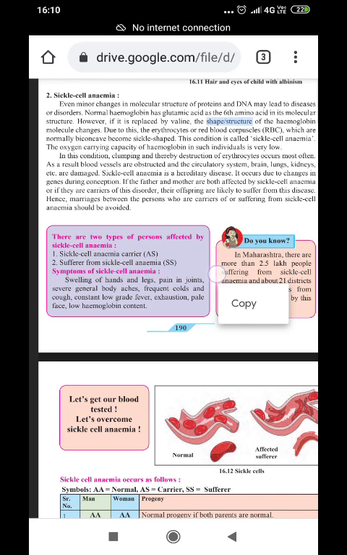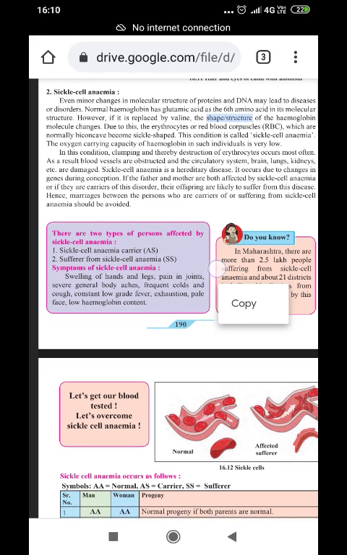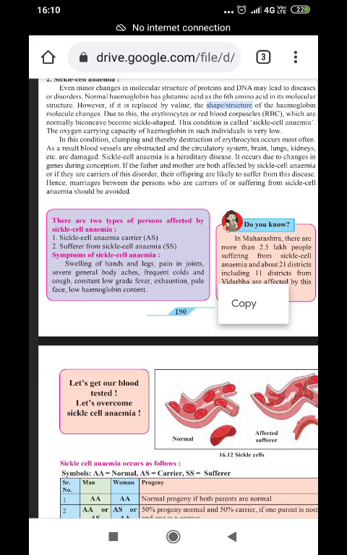The oxygen carrying capacity of hemoglobin in such individuals is very low. In this condition, clumping and thereby destruction of erythrocytes occurs most often. As a result, the blood vessels are obstructed and the circulatory system, brain, lungs, kidneys, etc. are damaged. Sickle cell anemia is a hereditary disease.